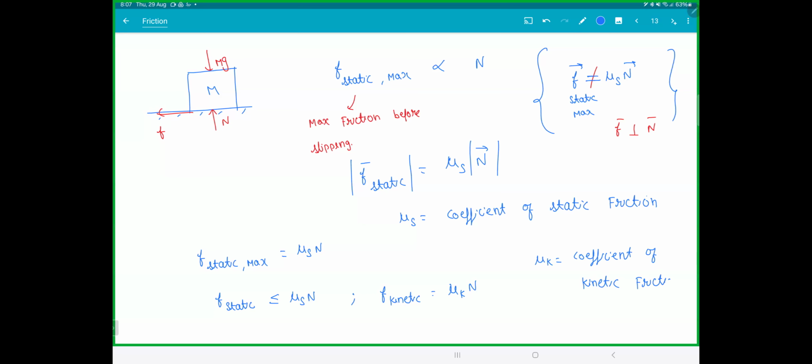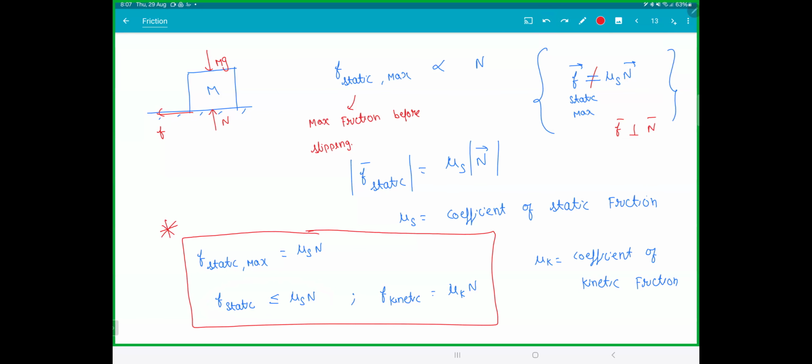Static friction and maximum static friction are two different words. Be careful. What is the meaning of maximum static friction? How much can I give you, right? The maximum value. What is static friction? How much friction you are giving?